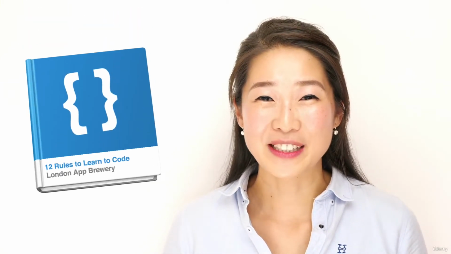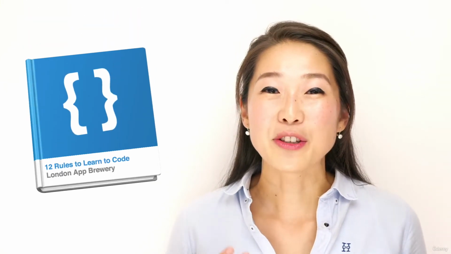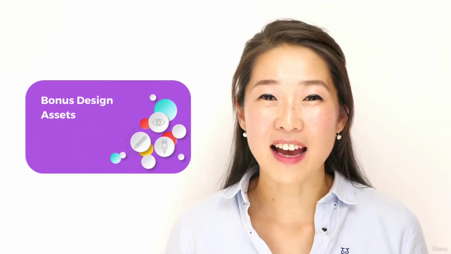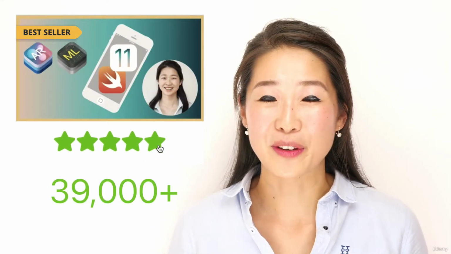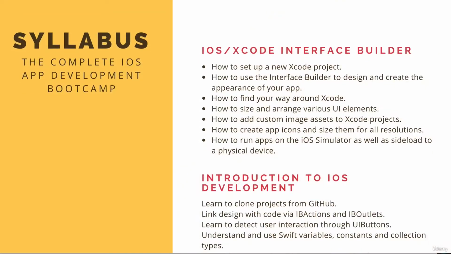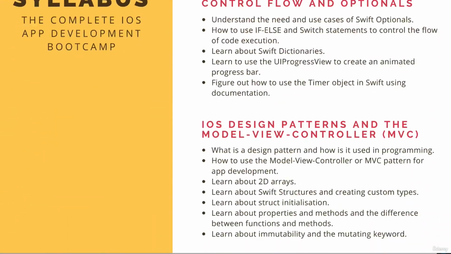Now, as if all of that wasn't enough, you're also going to get to download my 12 Rules to Learn to Code ebook, and you're going to get access to a design package that'll help you when you start building your own apps. With over 39,000 5-star ratings and reviews, my iOS courses are the highest rated in Udemy history, and this iOS course is going to be even better.